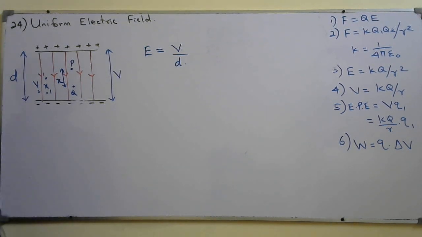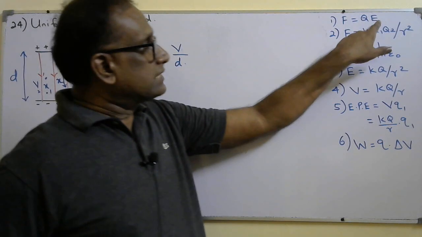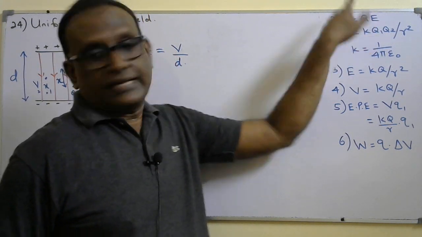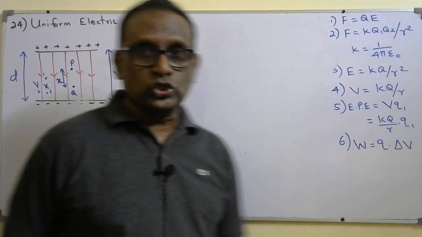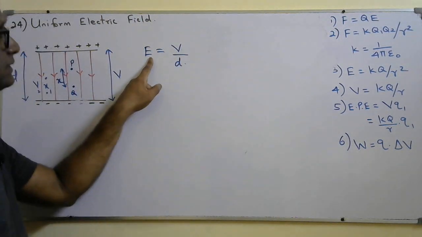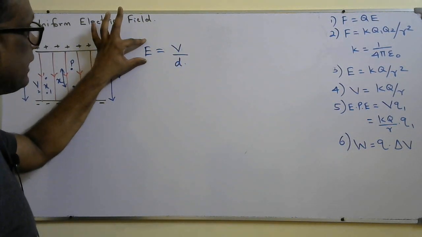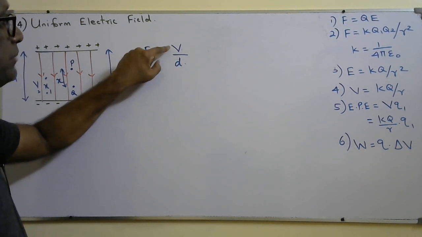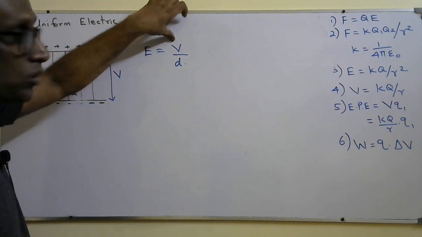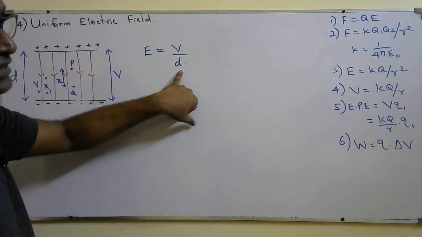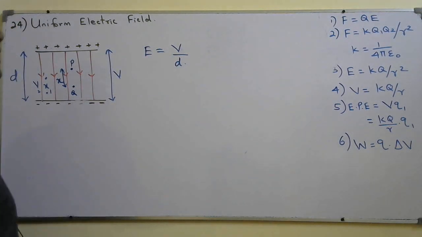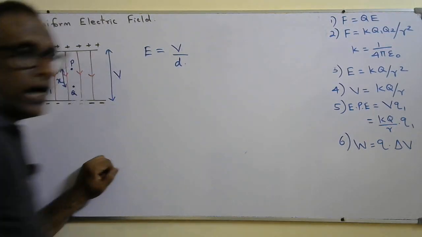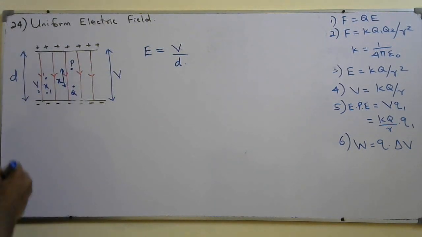Okay, so we know that according to the definition E equals F over Q, the unit of electric field strength is Newton per Coulomb. But in this equation, the unit of the electric field strength becomes volt per meter, because the voltage is divided by the distance, which is in meters. So are volt per meter and Newton per Coulomb the same? They can ask. Okay, I'll show they are the same.